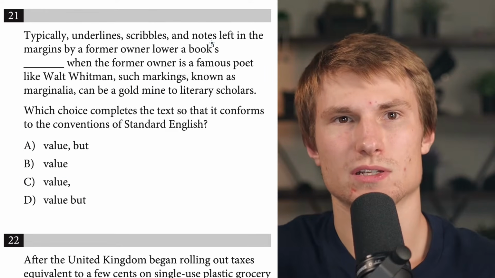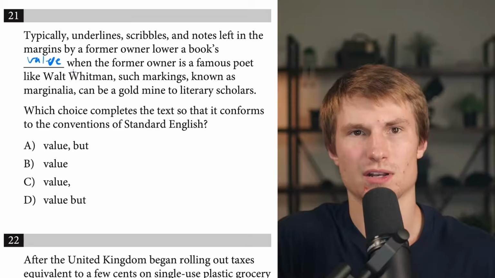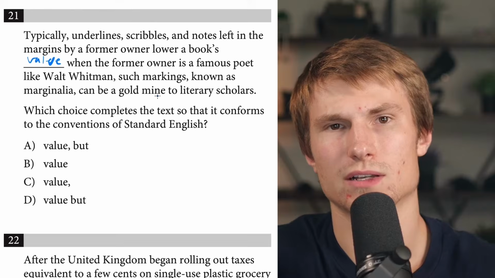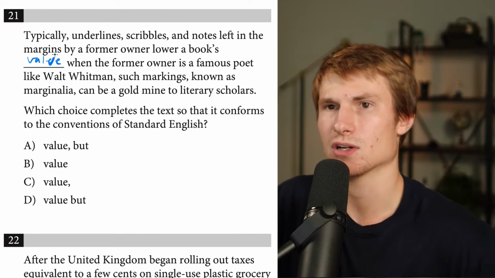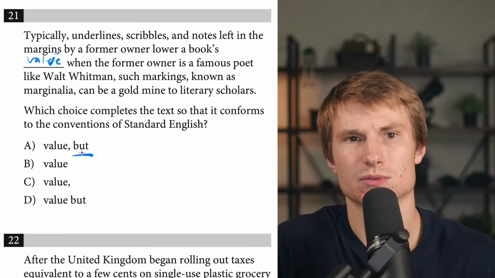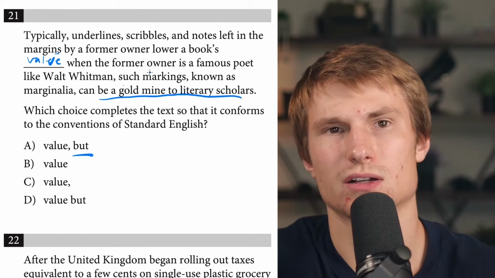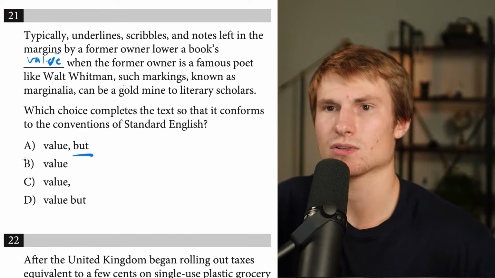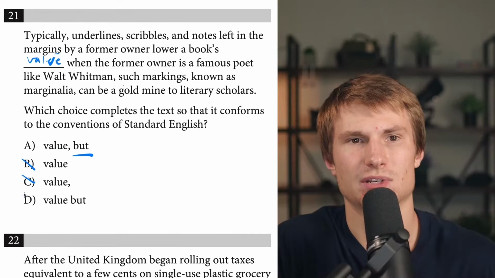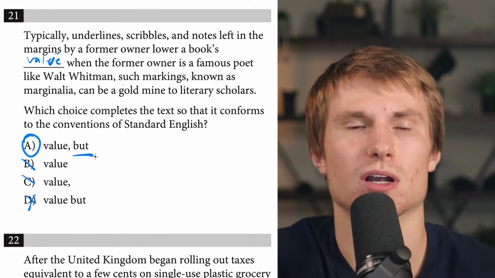Typically, underlines, scribbles, and notes left in the margins by a former owner lowers a book's value. Okay, so that's ultimately going to be an independent clause. When the former owner is a famous poet like Walt Whitman, such markings known as marginalia can be a gold mine to literary scholars. Okay, so that's a contrast. Okay, so we start with one statement, then we contrast that. So something like but would make sense. Okay, what we have after that is also an independent clause. Okay, because we have such markings can be a gold mine to literary scholars. Okay, so we got to connect those. We can get rid of B. We can get rid of C as well. If we look at the difference between D and A, okay, we need to have that comma in but. Sorry, that should be an X, not a circle. Okay, we need to have that comma in but because we are connecting those two independent clauses.